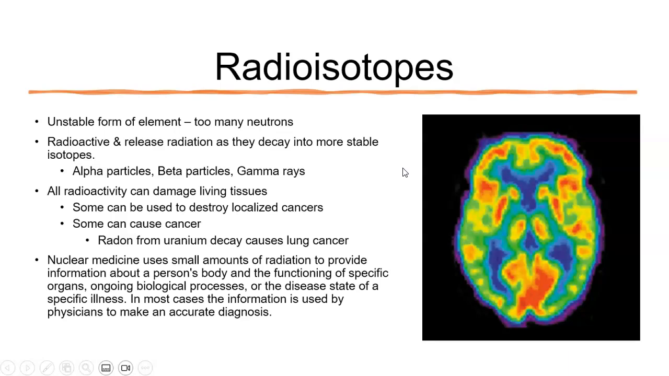So nuclear medicine uses small amounts of radiation to provide information about what's going on in a person's body and the functioning of specific organs, where there's activity versus where there's less. We can also look at ongoing biological processes or how much a disease has progressed and where tumors may be located. So we can use that information using medical imaging that lights up differentially based on the activity and the uptake of these isotopes and the radioactive particles by those particular tissues.